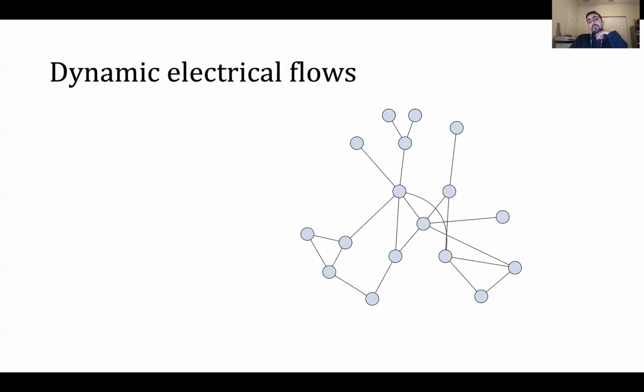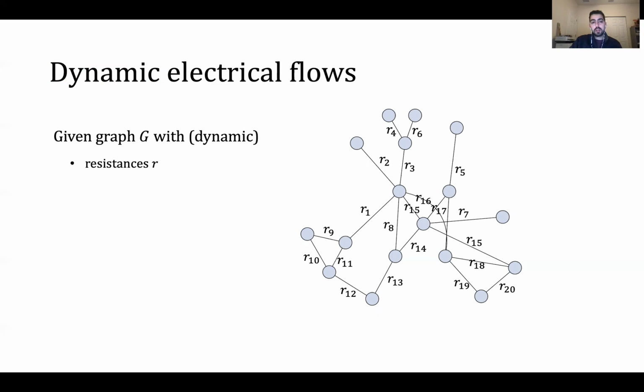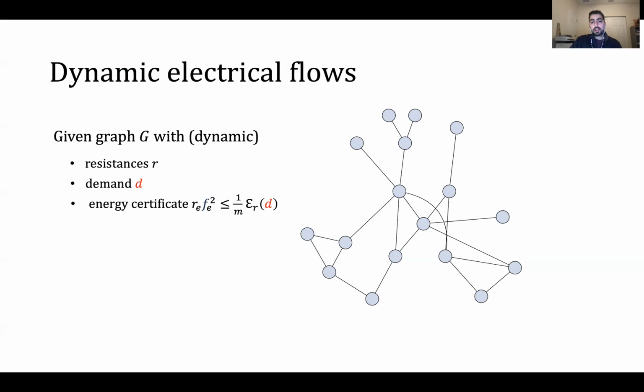If we take a closer look, this is related to dynamic electrical flows, because the problem is we need a data structure that can find an approximate solution to an electrical flow, fast. In particular, we have a graph with dynamic resistances and dynamic demands. We also have a couple of conditions, which I will not describe, that come from the interior point method.